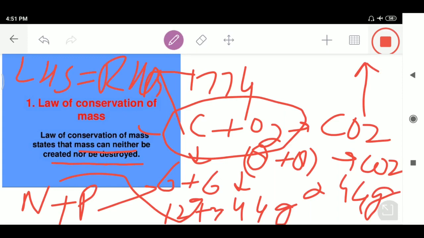I told you that this law is also called the law of indestructibility of matter. So from this discussion we draw the conclusion that the mass of reactants is always equal to the mass of the products. In other words, this law states that mass can neither be created nor destroyed, but can simply change from one form to another. This was the law of conservation of mass. Let's discuss some more examples to make this clear. Let's move forward.